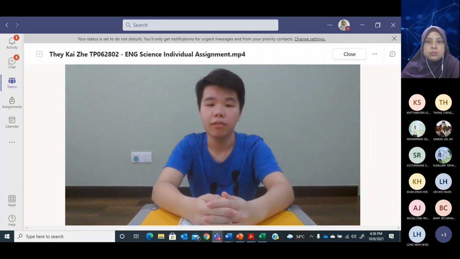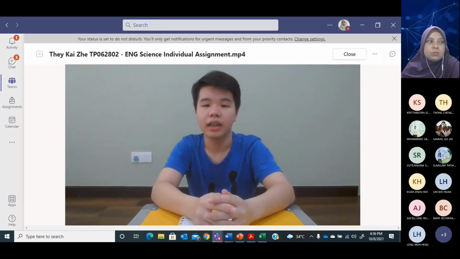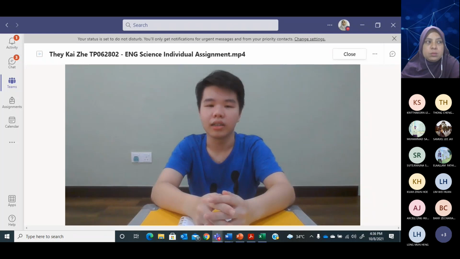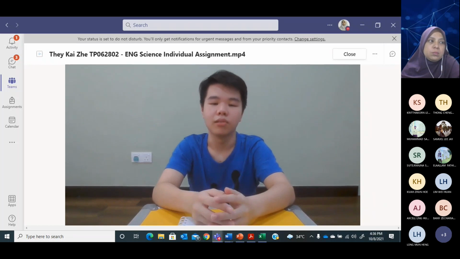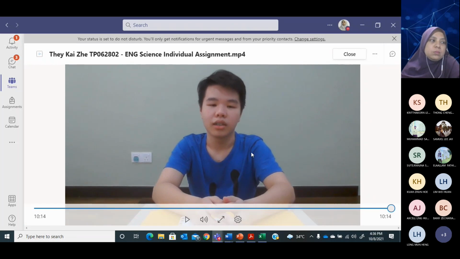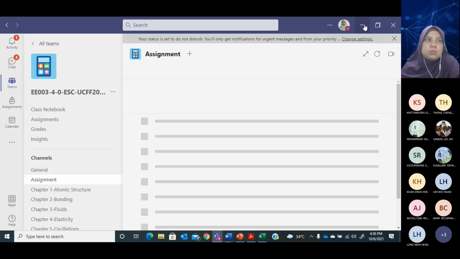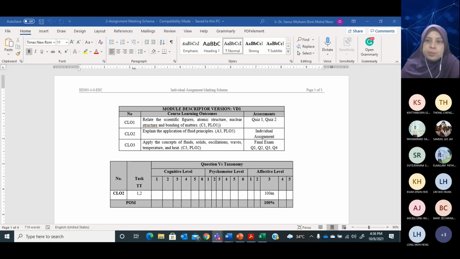So how can the model be applied in real life? Ships are designed so that its weight is equal to the weight of the water that it displaces from the ocean, just like the water balloon over here. Okay. So that is all the sample of students' assignment to share with you.